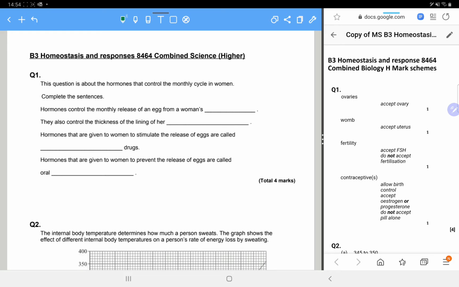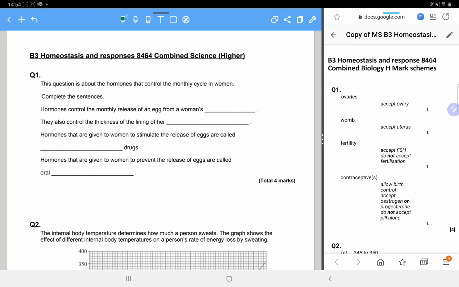Hormones that are given to a woman to stimulate the release of eggs are called fertility drugs. So that's a slightly different nuance from the actual menstrual cycle itself. And hormones that are given to women to prevent the release of eggs are called oral contraceptives.